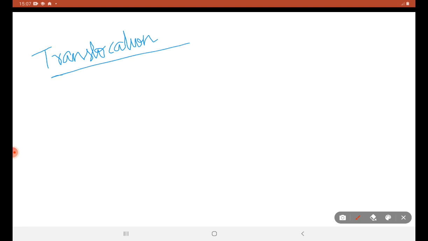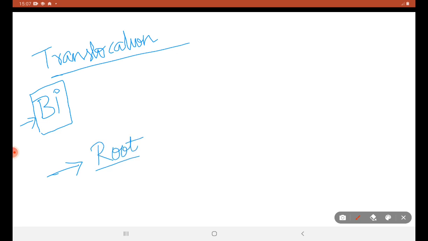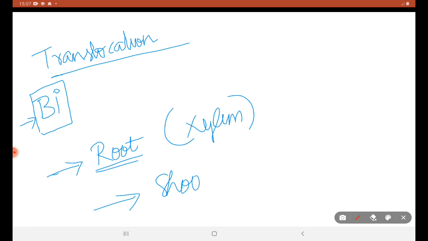Translocation is bidirectional. First thing. Second thing is when synthesized in root, they are transported through xylem. When synthesized in shoot, they are transported through phloem. There is no polarity.